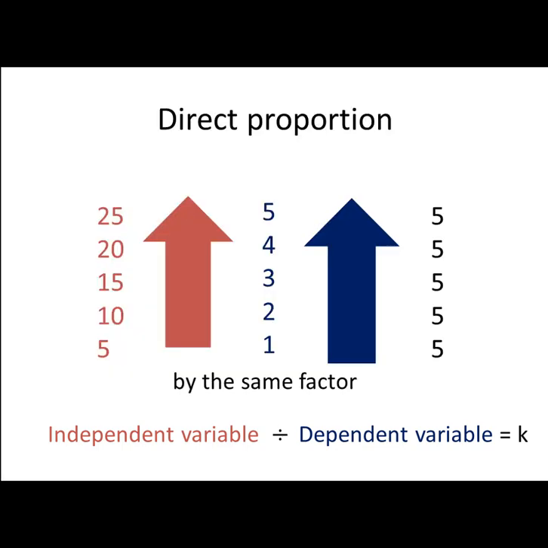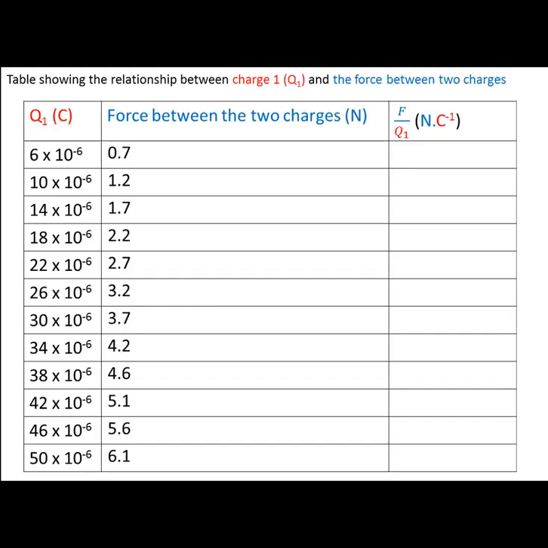For example, in the data given here, when we divide the independent variable by its associated dependent variable, we always get 5, which happens to be the k, the constant value for this set of data. So will we find the same kind of effect with this data? Is force directly proportional to Q1? To check that, let us divide force by Q1.